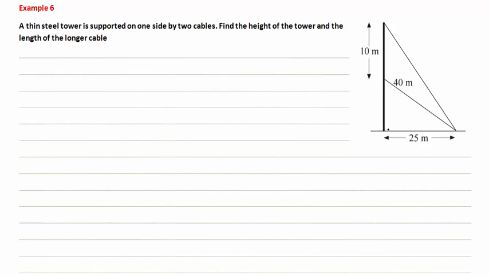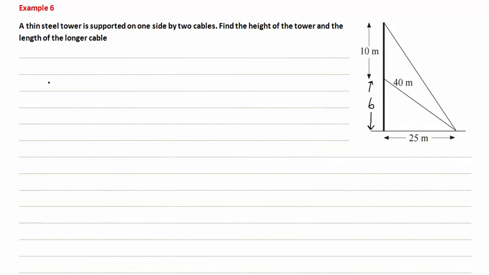The base is 25. This is the tower here in dark black, and we need to find the height of the tower and the length of the longer cable. So we need to find this length here and the height of the tower. So let's call this B first, this length down here. So this is length B. So we have B, A, and C. So this is our first triangle. We need to find this length first.